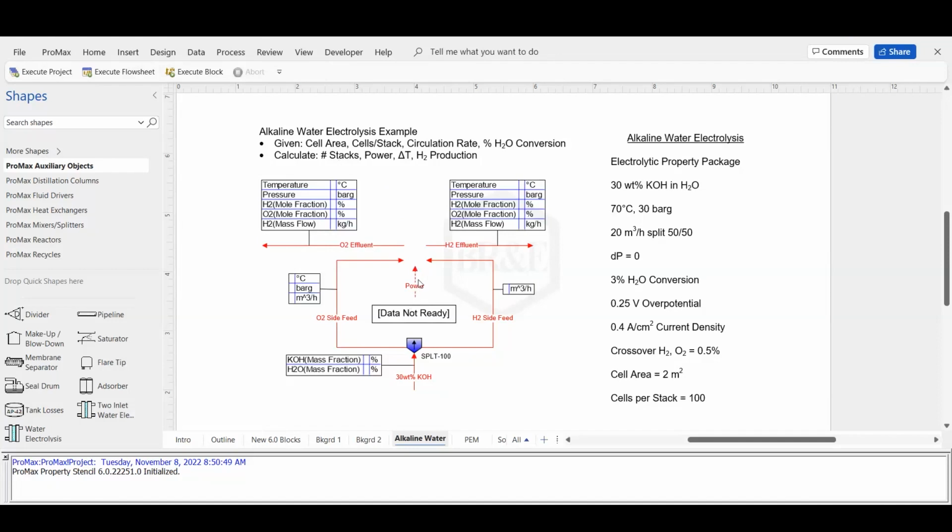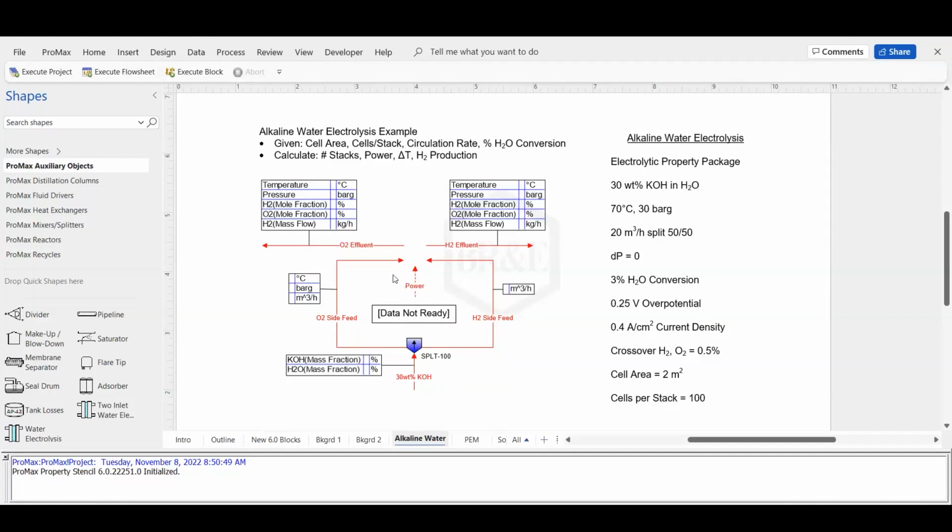Things that we can calculate then are the number of stacks of the facility, how much power is required to drive this electrolyzer, and what the temperature rise is. The extra electricity that's associated with the overpotential voltage is not going to produce hydrogen. That's just going to be released as heat into the flowing stream. So there's going to be a temperature rise associated with that overpotential power that comes from the overpotential voltage. And we're going to calculate how much hydrogen is produced.